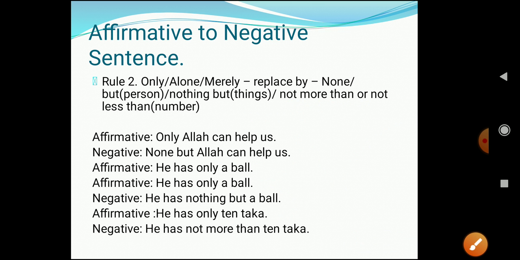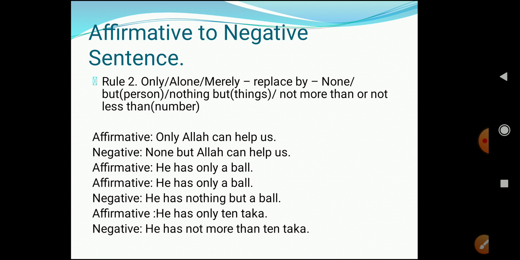Let's see rule 2. What does rule 2 say? That if in any sentence only, alone, or merely is used, we have to replace it by none but, which is used for persons, nothing but, which is used for things, and not more than or not less than, which is used for numbers.